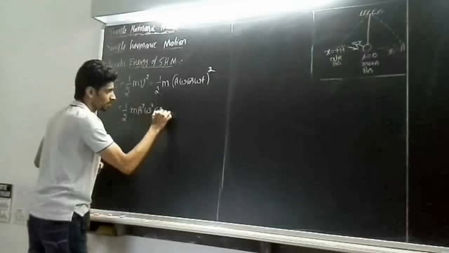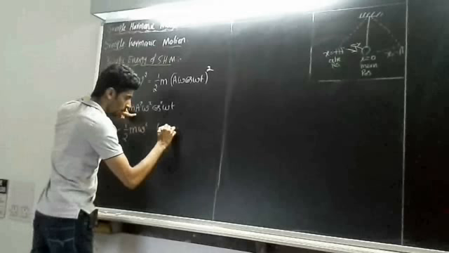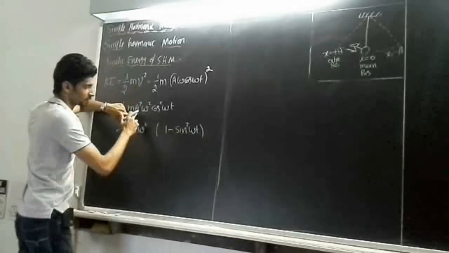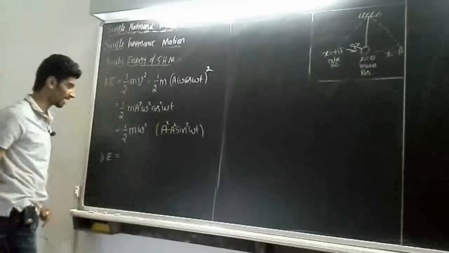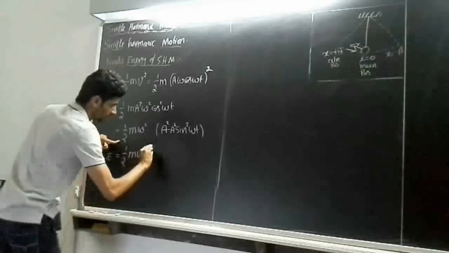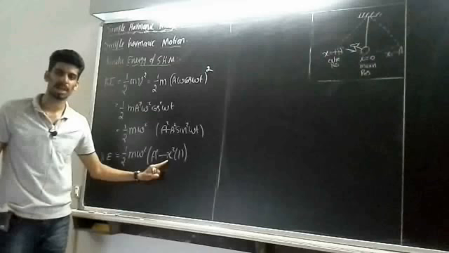Half m omega square. This cos square omega t is 1 minus sine square omega t. I'm going to take this A square inside, A square, and again here also A square. So this kinetic energy is again a function of time. The kinetic energy changes with time. Half m omega square, A sine omega t is nothing but the displacement function, so x square is a function of time. Very nice. x is a displacement which varies with time, so kinetic energy has to change with time.